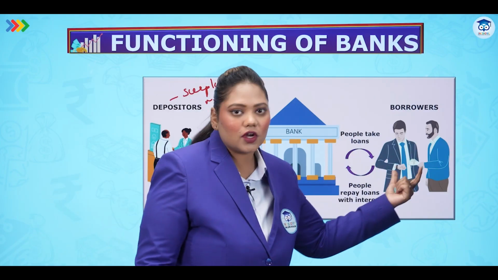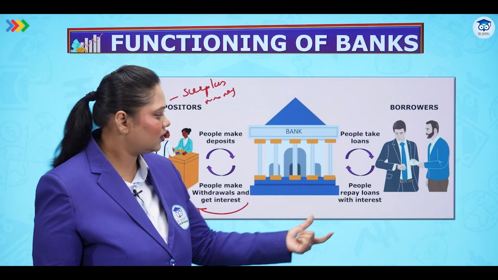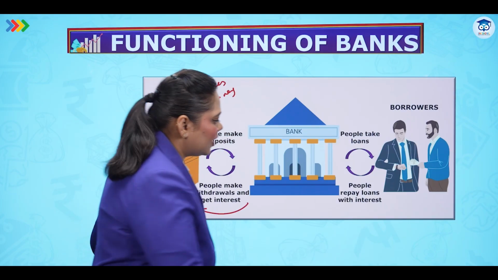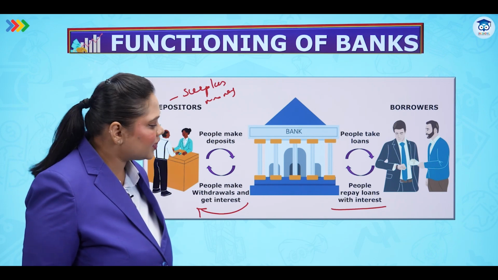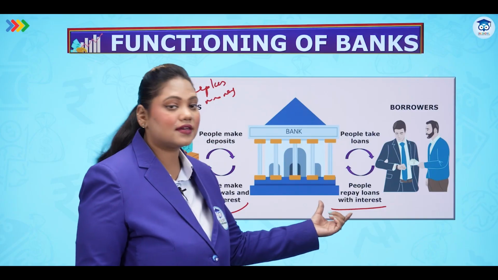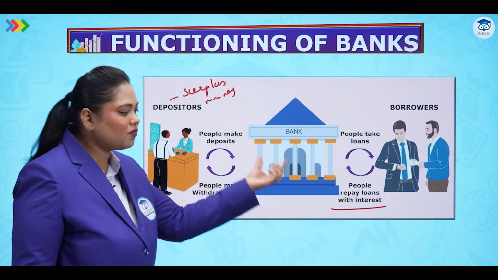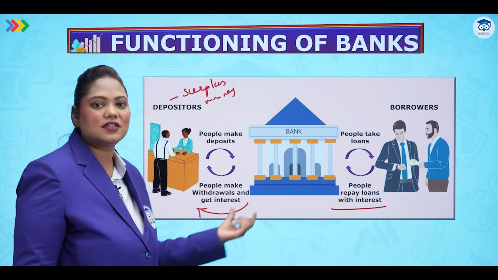So what do they do? They go to the bank, they ask for money, they take the loan, and when they repay their loan, when they give it back to the bank, they repay it with interest. So the difference that you can see is that borrowers have to repay the loan with interest. They have to give out more money to the bank. And depositors who give money to the bank get more money from the bank due to interest.